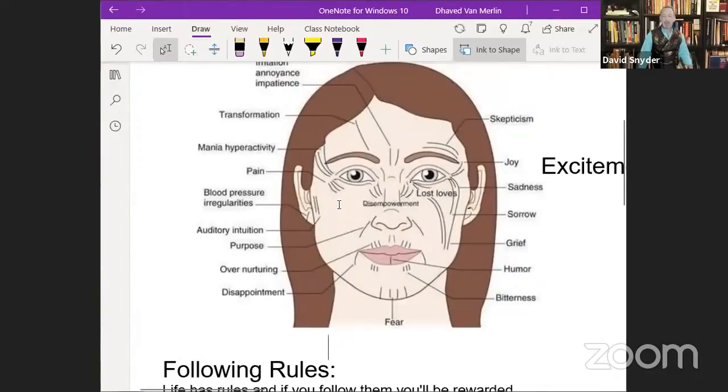Inventory the lines on your face. Make sure you're hydrated, first of all, but look at the lines on your face and use them as a map to figure out what you need to work on. Because your face doesn't lie to you.